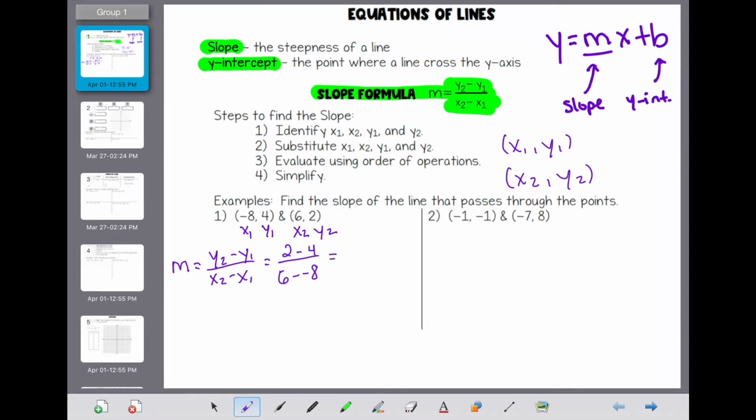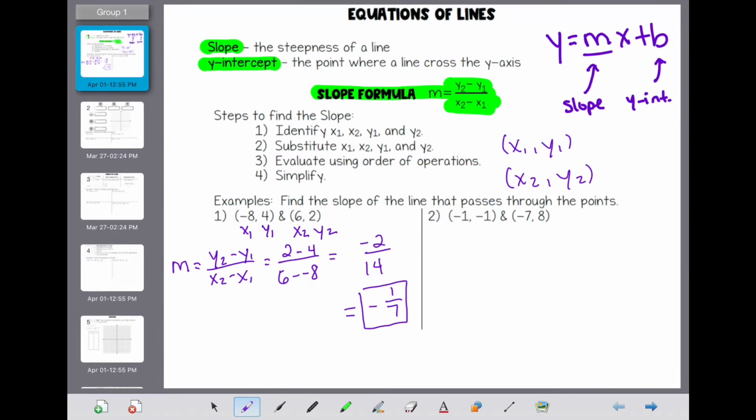Once you have it filled in, evaluate using your order of operations. And your last step is to simplify. So if we have a line containing the points negative 8, 4, and 6, 2, the slope of that line would be negative 1 over 7.